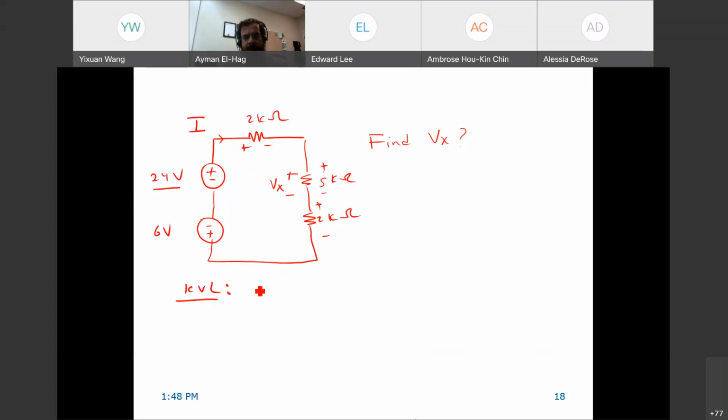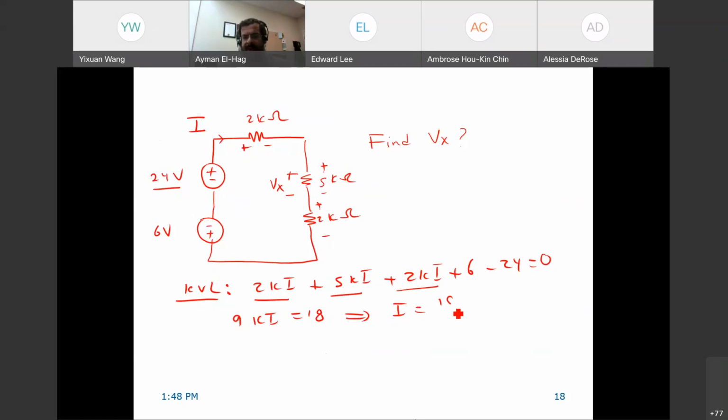So we have 2Ki plus 5Ki plus 2Ki plus 6 minus 24 equal to 0. 2 plus 5 plus 2, this is 9Ki. 6 minus 24, this is minus 18, so 9Ki equals 18. So I is equal to 18 divided by 9K, which is equal to 2 milliamps.